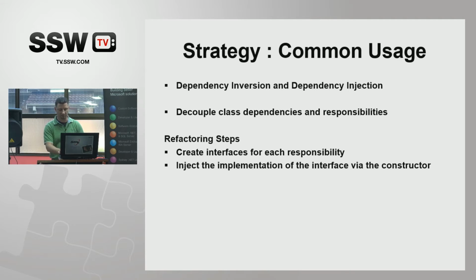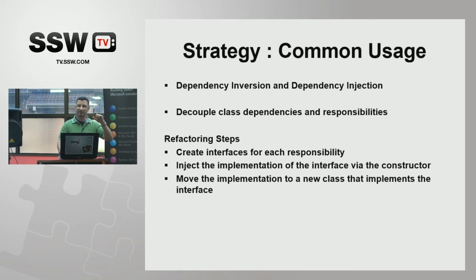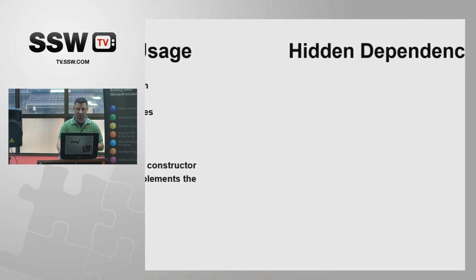And I'll show what that looks like in just a moment. And then you just take your actual implementation code and literally cut and paste it into your new implementation. So you don't have to change any of the code itself, usually. You just need to move it into a new implementation class.